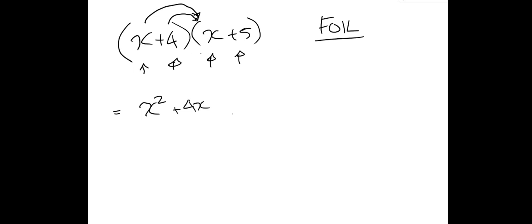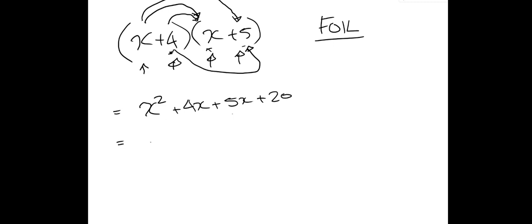Now we're done with this term. We're going to go to the other term. First times that one is 5 times x, which is 5x, and then last times last, 4 times 5, is equal to 20. Then we would collect those terms up and simplify them.